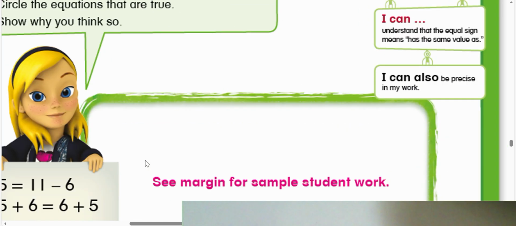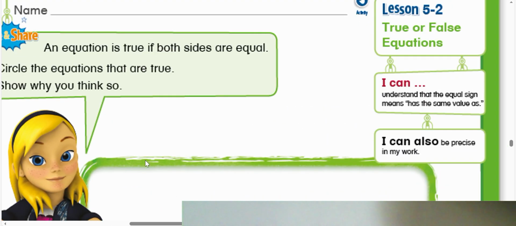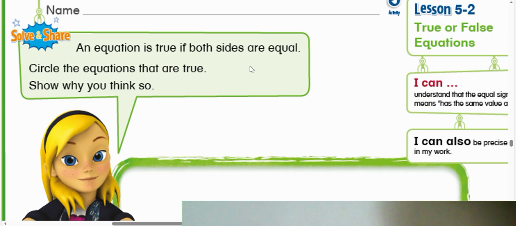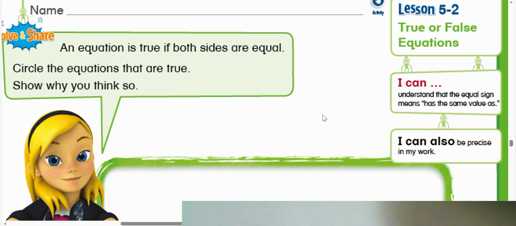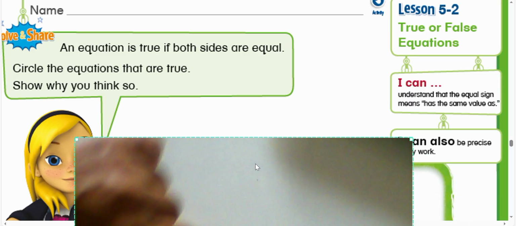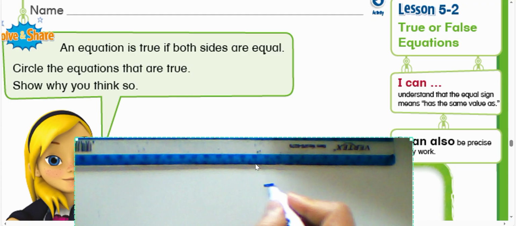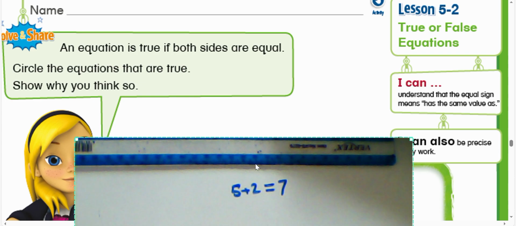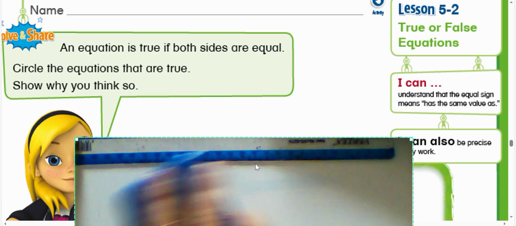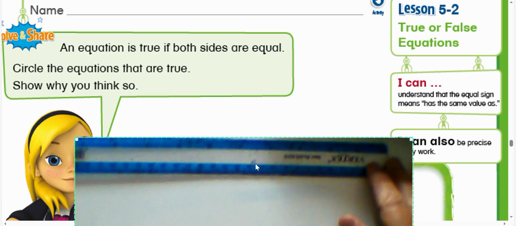Next lesson, you can explain true or false about the equations. You can understand the equal sign means has the same value as, to be equal to. What is an equation? An equation is a relation between two expressions using the equal sign between them, like 5 plus 2 equals 7. Then it is an equation. An equation is true if both sides are equal.